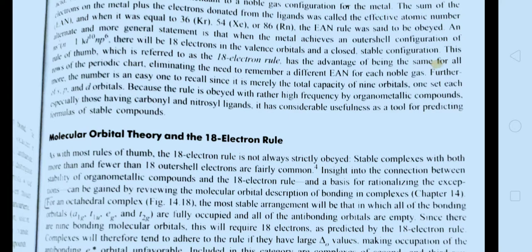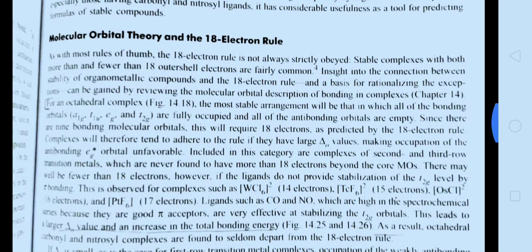Then, molecular orbital theory and the 18 electron rule. In some complexes, the 18 electron rule is not strictly obeyed. That is, complexes which are stable with more than or fewer than 18 outer shell electrons are common. In some organometallic compounds also, electron counts less than 18 and more than 18 are observed. In such cases, the 18 electron rule is not obeyed.